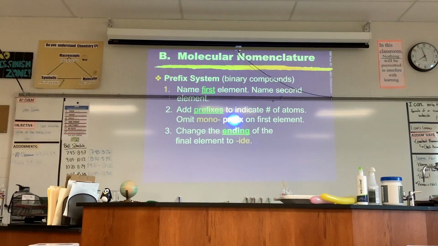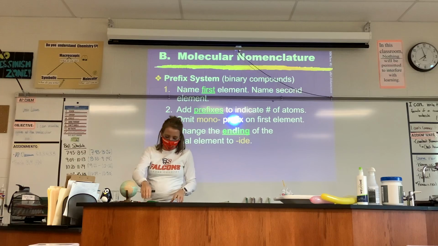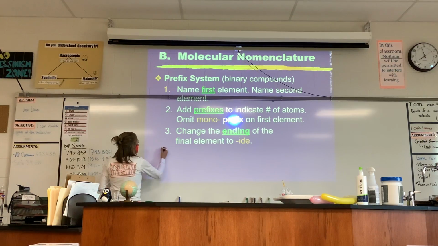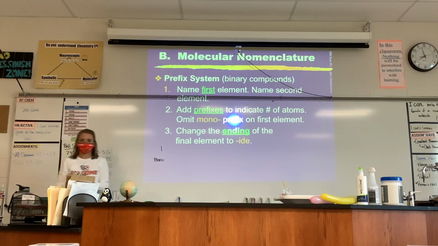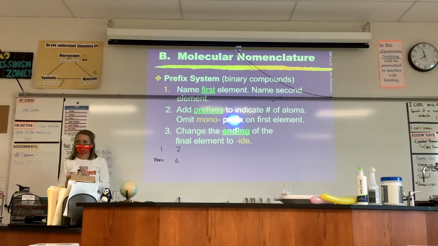So this is our prefix system. This would be something I'd highly recommend writing down on a note card. Some of them are pretty logical, so they're kind of easy to memorize. If you only have one of something, we use the prefix of mono. For example, you may have heard of carbon monoxide. That mono means there's only one oxygen in that compound. If you have two of something, we use the prefix of di.